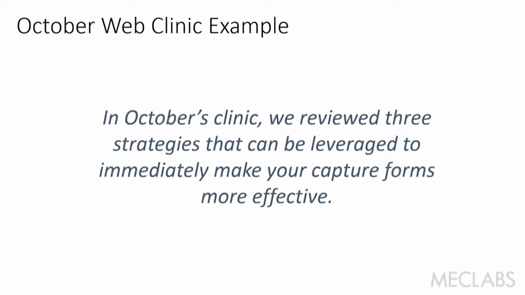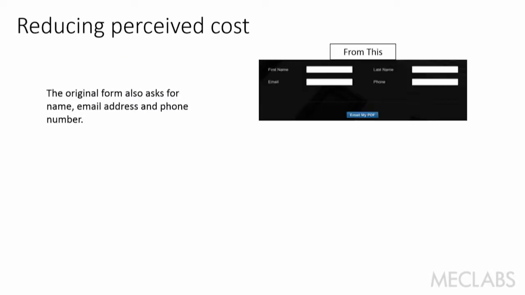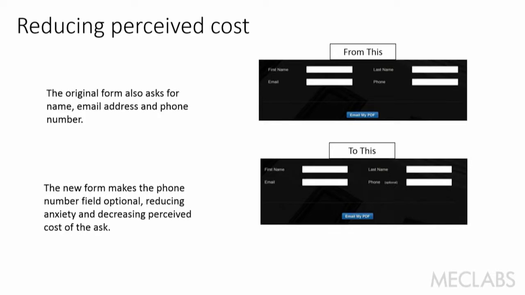Thank you, Rhonda. So if you were here in the last clinic, we talked about principles of email capture, right? And for example, we talked about the idea that any action we want our visitor to take comes with a perceived cost. Well, in the formula, that could take the form of either friction or anxiety, right? Either concern or aggravation, annoyance. And here we showed a form where we had name, email, and phone, and the only thing that we did on the second one was we made the phone optional. We were trying to eliminate some of the concern associated with giving your phone. The result was 275% more, right?